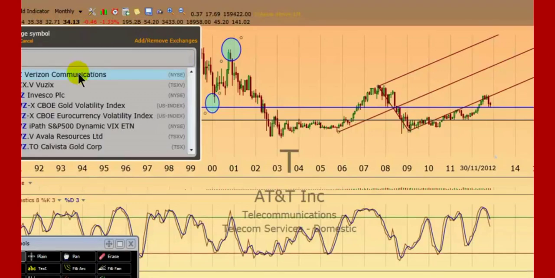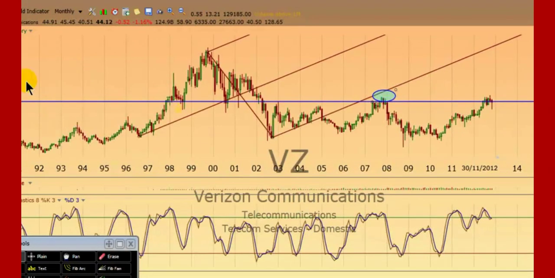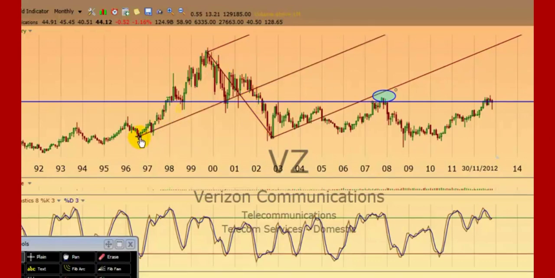The next stock is Verizon Communications, ticker VZ, Victor Zulu. Right here, I have my line already drawn. Three points, I need to draw my pitchfork tool. This point where my cursor is, second point right here, the third one here. The prior trend was bullish, but here, look, we have a total retracement.